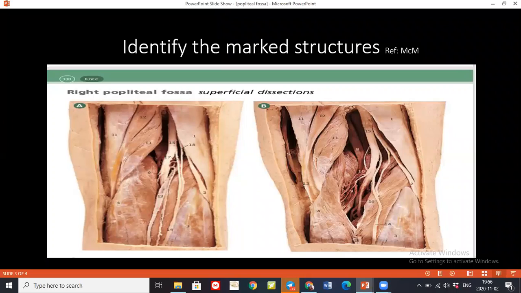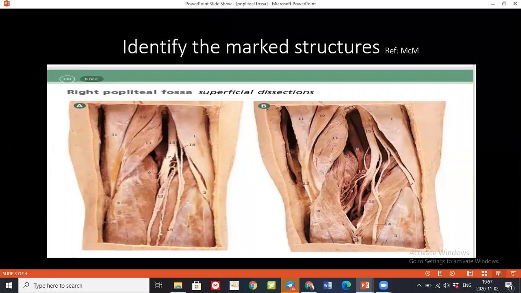Can you please identify 11 on picture A? That is a semitendinosus muscle. Can you tell me the origin and insertion of this muscle? Semitendinosus muscle originates from the ischial tuberosity, and it inserts over the medial condyle of the tibia.